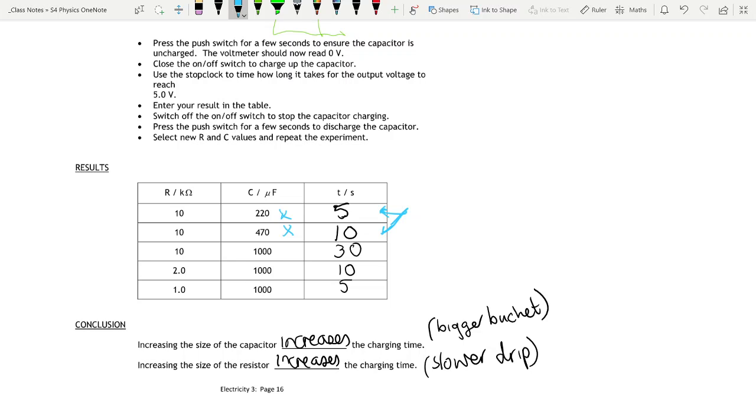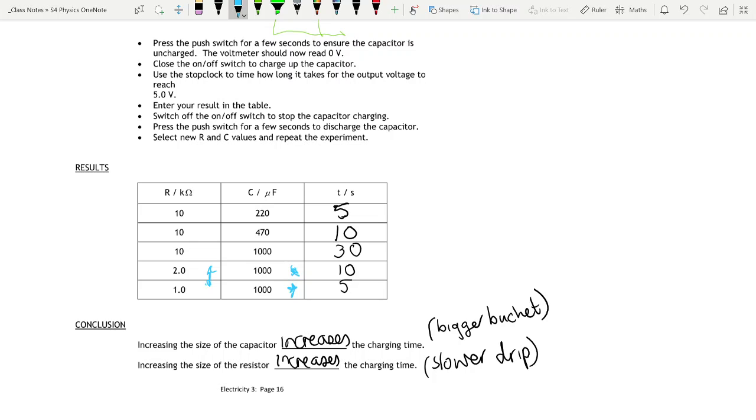The resistance will also change the time it takes to charge. So if we look at this one and this one now, the bottom two, you can see that the capacitor stays the same, but we've decreased the resistance. Now the resistance affects how quickly the current can flow. So the higher the resistance, the slower the flow. So if you increase the size of the resistor, it will be a slower drip from the tap, so it will increase the time it takes for that bucket to fill.